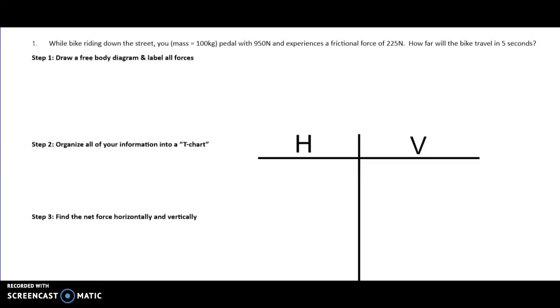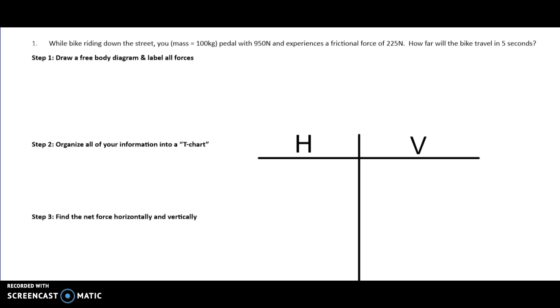The nice thing about the forces unit is that the questions are going to follow a similar pattern over and over again. What you need to be able to do is analyze the information and follow the same pattern. So with this question here, which I'll give you a minute to copy down into your notes, it says, while bike riding down the street, you pedal with 950 newtons of force but experience a frictional force of 225 newtons. How far will the bike travel in 5 seconds?